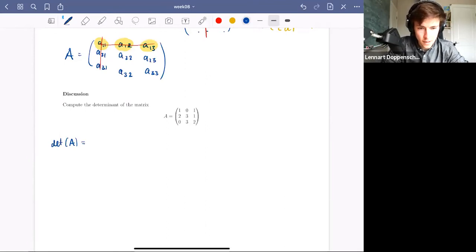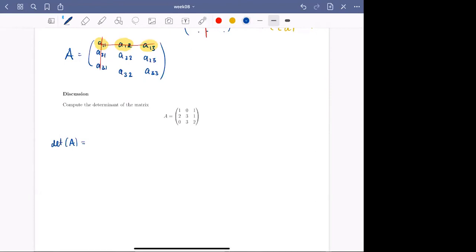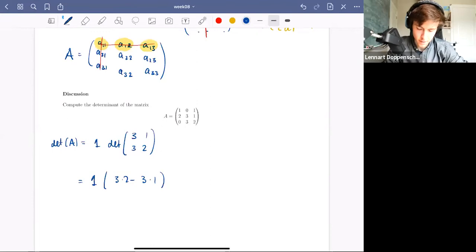Andrew: Yeah, so I just wrote 1 times bracket 6 minus 3. 1 is A11, and 6 minus 3 is the determinant of the A11 minor, which we just compute using the AD minus BC algorithm. Yes, okay. That's the first summand.